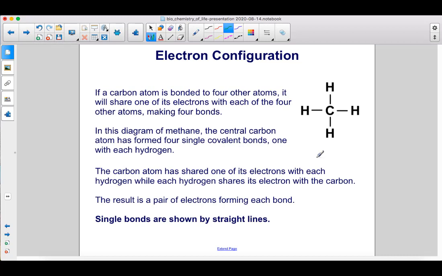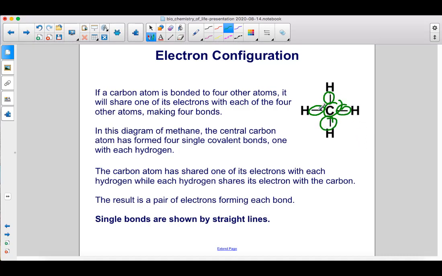If a carbon atom is bonded to 4 other atoms, it will share one of its electrons with each of the 4 other atoms, making 4 bonds. In this diagram of methane, the central carbon atom has formed 4 single covalent bonds, one with each hydrogen.